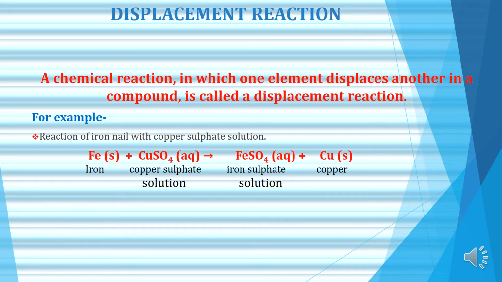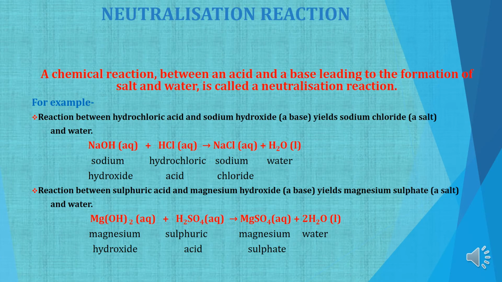Now let's talk about the last type of reaction, that is called neutralization reaction. So a chemical reaction between an acid and a base is called a neutralization reaction. And a neutralization reaction always leads to the formation of a salt and water. Or we can say that whenever an acid and base react with each other, they result in the formation of salt and water. As we can see the example here.